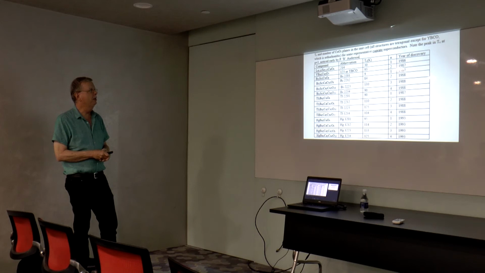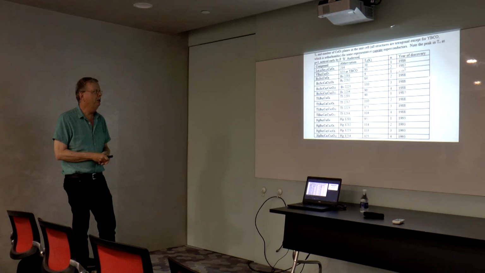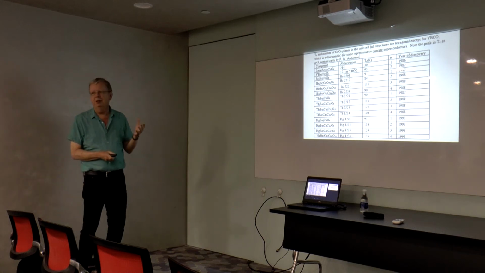So if you take the bismuth family, and you take the number of layers, you see that at 3 there's a peak in TC and then it goes back down. If you take the thallium family, and you look at the TC, you see there's a peak at 3 layers and then it goes back down, and etc. Okay?